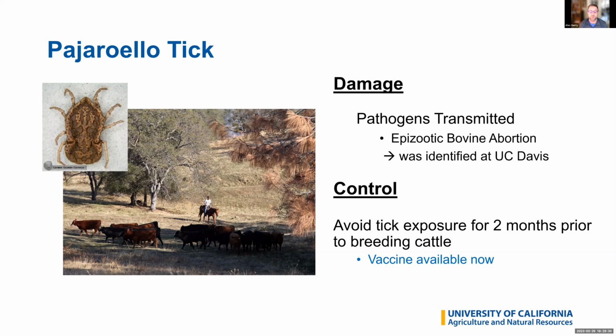Other forms of control are really to avoid tick exposure for about 2 months before breeding cattle. As the name implies, epizootic bovine abortion, the real risk to cattle is that this pathogen caused aborted calves. And so you didn't want to get an infected cow just before breeding season. So cattlemen used to bring their animals out of the Sierra Nevada foothills and down to lowland areas where the tick was scarce or not present, at least for the breeding season, and then they could take the cattle back up after breeding season was done.